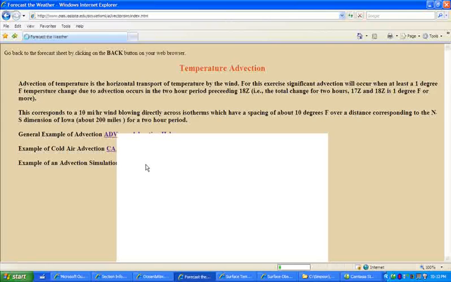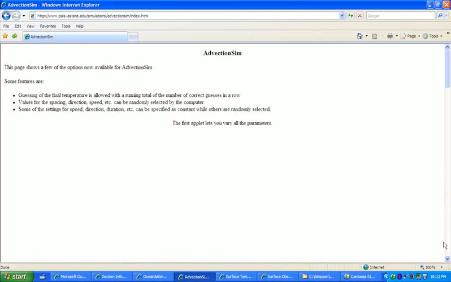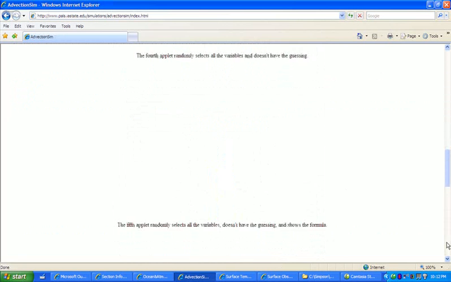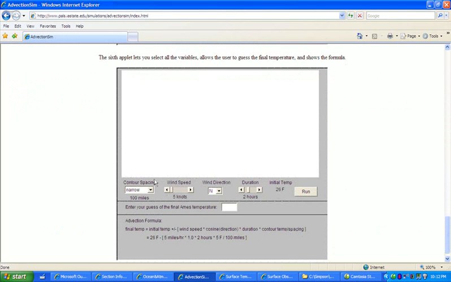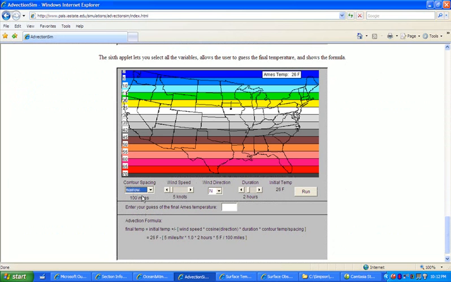Click on the simulation, and again we'll go down to the last version of Advection Sim. Let's pick our contour spacing. Our wind direction we know is southwest, so we set our direction to southwest. We can change the wind speed here. We know we've got a 5-knot wind speed. We're interested to see if there's going to be significant advection, so we can change the bar here. We're looking at 2 hours to determine if there's significant advection.